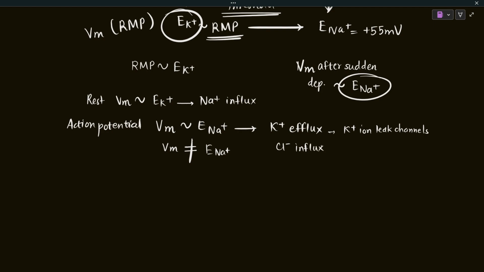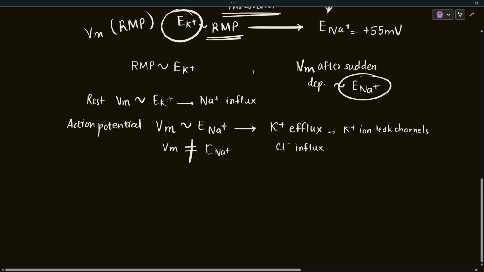Even though the membrane is selectively permeable to potassium ions, it is somewhat permeable to sodium ions as well as chloride ions. So voltage gated chloride channels will be doing this chloride influx, and that will result in the membrane potential not reaching exactly the equilibrium potential of sodium ions.